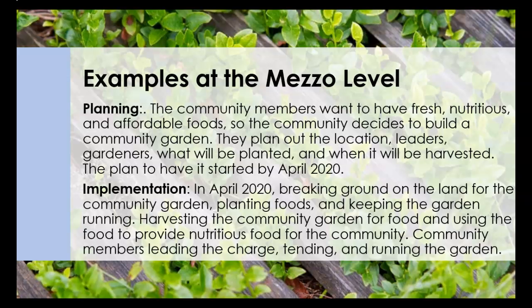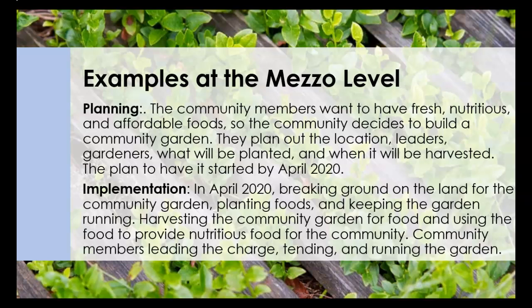Examples at the meso level. Planning: the community members want to have fresh, nutritious, and affordable food, so the community decides to build a community garden. They plan out the location, leaders, gardeners, what will be planted, and when it will be harvested. The plan is to have it started by April 2020. Again, the community members want to have fresh, nutritious food, and that's the planning.